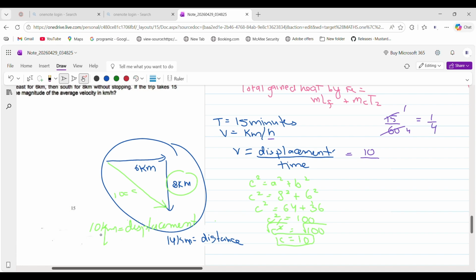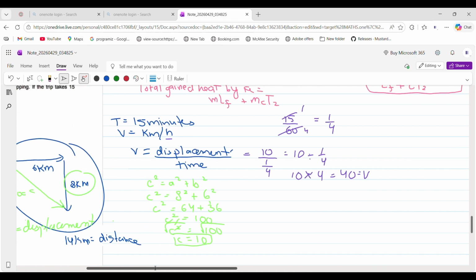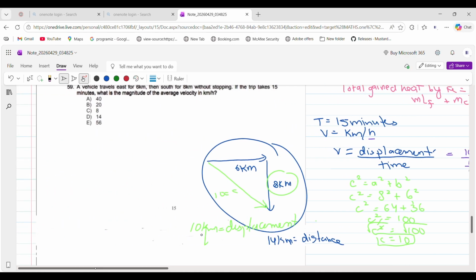So here basically comes our 1 by 4. I can write it like this as well, 10 divided by 1 by 4. And if you need to convert this division sign into multiplication, you have to take the reciprocal of it, and the reciprocal of 1 by 4 is only 4. So 10 into 4 is 40. So 40 is your velocity in kilometer per hour. Let's see if we have 40 in our options. Yes, this is the first option we have.